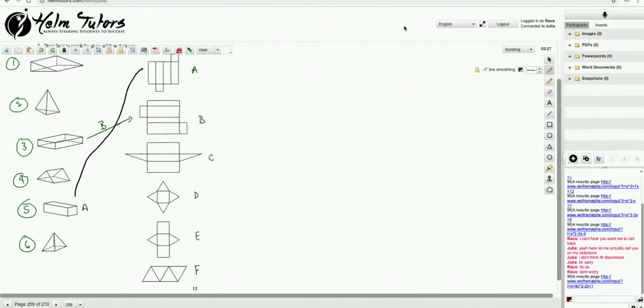Would 1 go to C? 1 is C, you said? Yeah, it looks like it. I don't know why I would refute you. You're saying that this is a right angle right here, and therefore this here is a right angle right there, right? Yeah, I agree with you. So go ahead and draw a line connecting them.